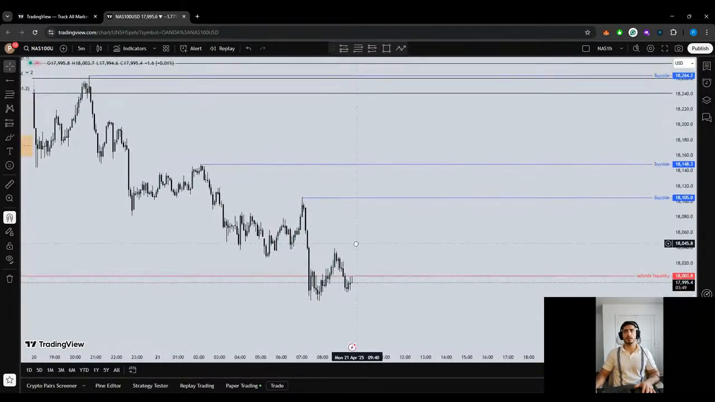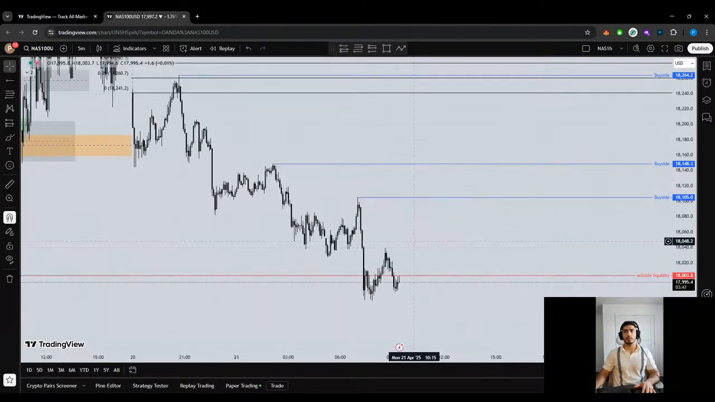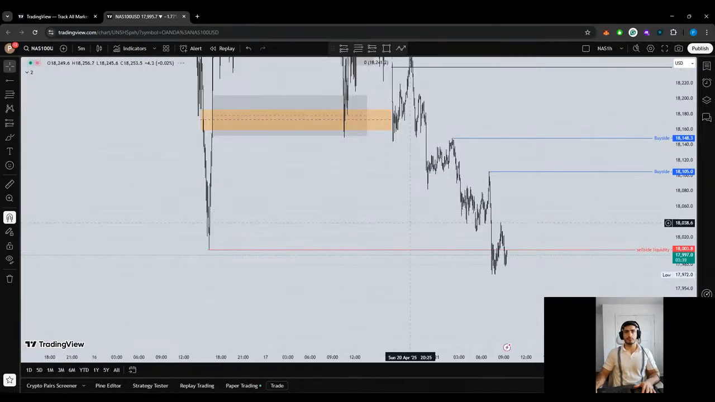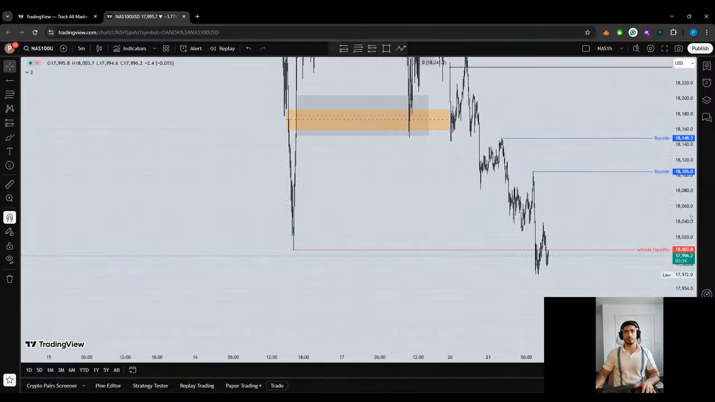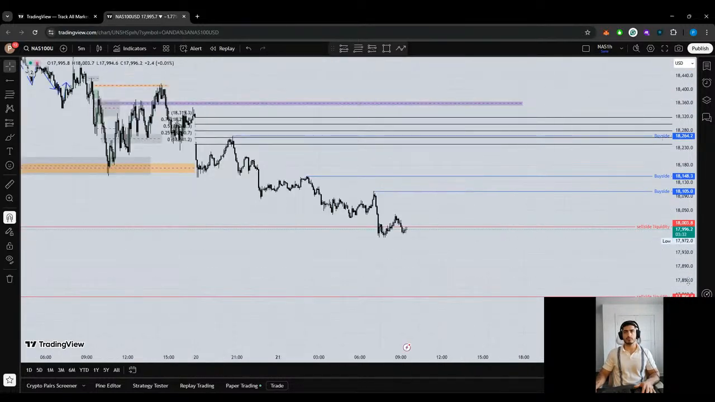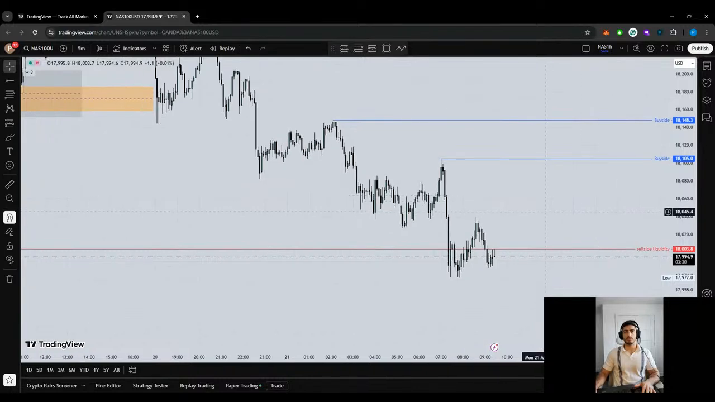So I have already delineated the buy side liquidity. So this is London high. This is Asia high. And we also took the hourly liquidity over here.